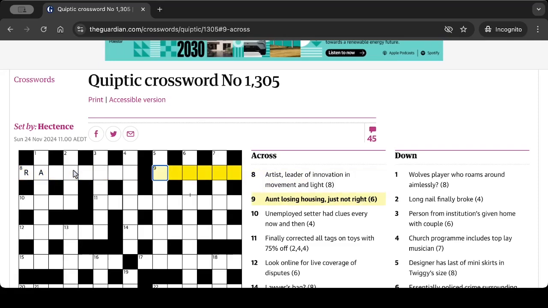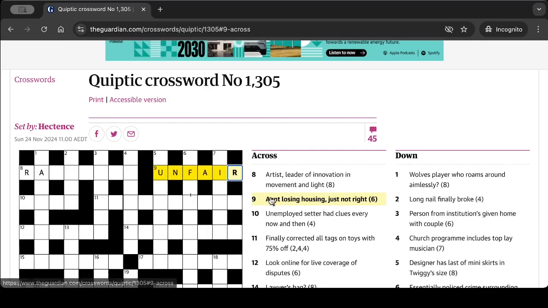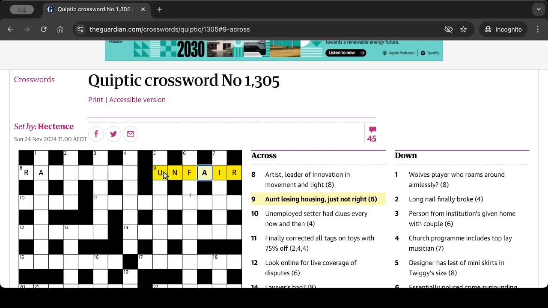So next one, 9 across. Aren't losing housing, just not right. So not right could be the straight part, or ants could be the straight part. If we assume it's not right, unfair fits. Just kind of taking a guess. And that seems to work because if we take the word ant and we remove its housing, so we remove the surroundings of the word ant, we would take the A and the T away, and that would give us a U and an N. Then just, which is the next word, could just be a charade for fair, and that would give us a straight part, just not right, unfair.